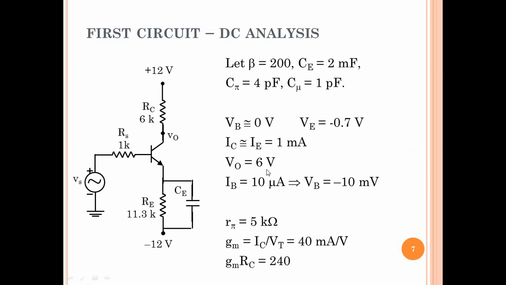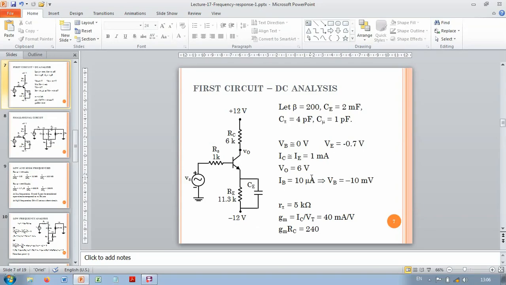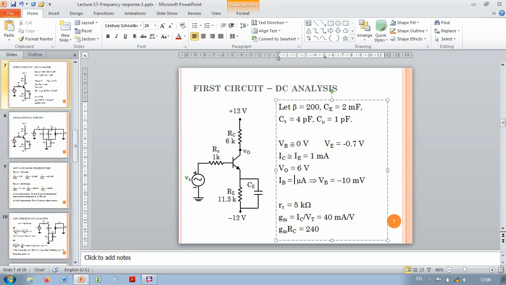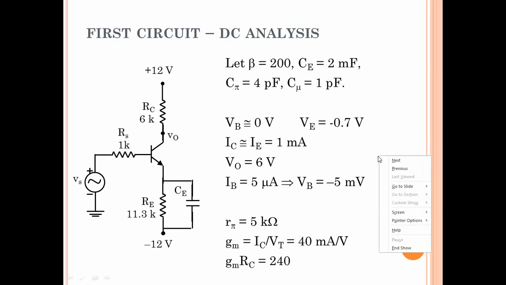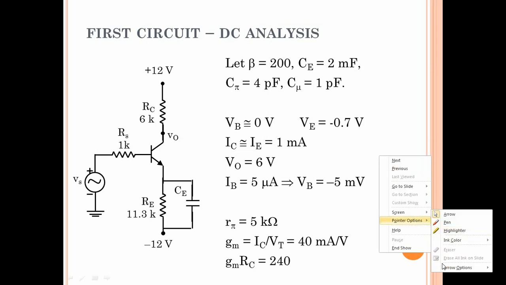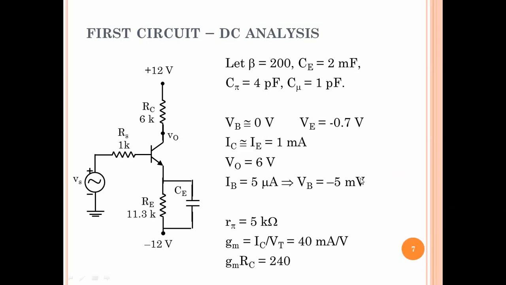So 1 milliamp gives us a base current of 5 microamps because beta is 200. And so if we calculate the actual value of VB, the DC voltage, it will be minus 5 millivolts because the source resistance is 1 kilo ohm. We say that 5 millivolts is small enough, and so our assumption of 0 was reasonably correct. Alright, so this completes our DC analysis.